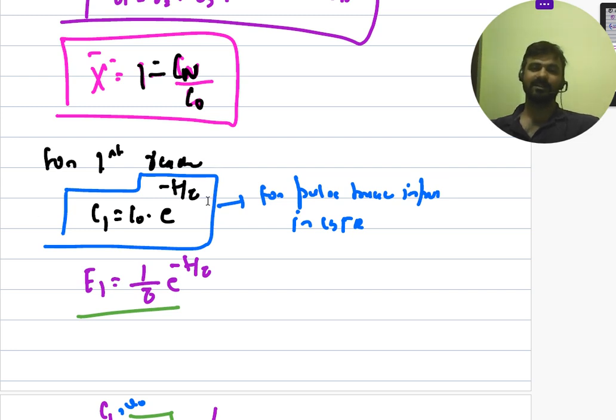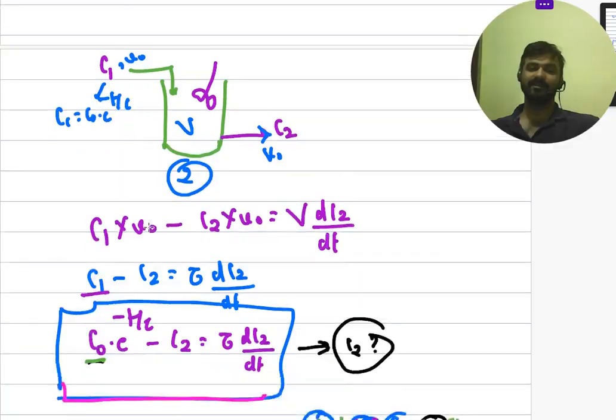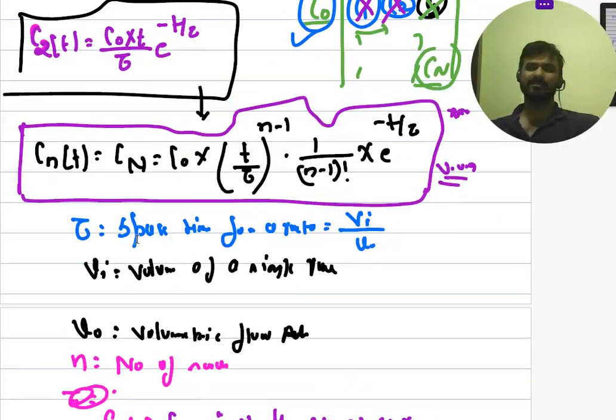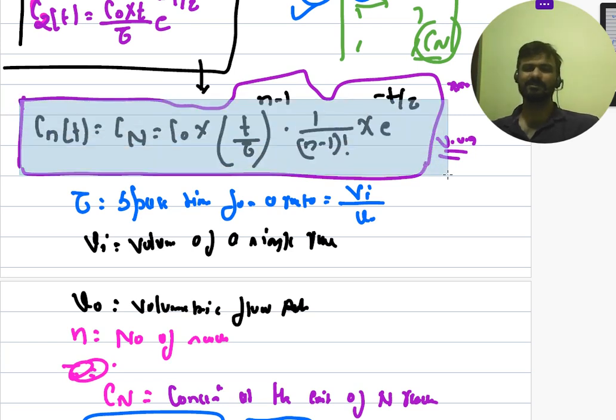So for a first order reaction, for the first reactor, you can say that C1 equals C naught into e to the power minus T by tau, and you can calculate it very easily. So from here, you can directly calculate the concentration coming from the nth reactor, that is CNT, and that is C naught into (T by tau) whole to the power n minus 1, into 1 upon (n minus 1) factorial, into e to the power minus T by tau. But GATE is not going to ask the formula or any question on this particular formula.